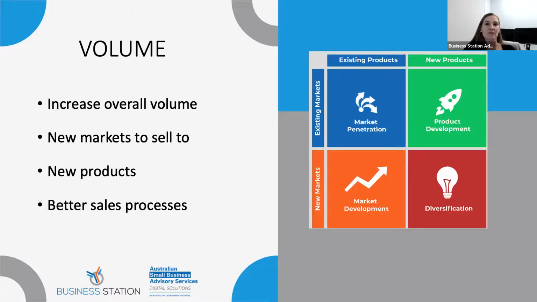Now, an example of this, and we saw a lot of this throughout COVID and lockdowns, is going online where you previously just had a bricks and mortar store, for example. So that is, you've got the same product, but you're opening yourself up to potentially a global market by being online.